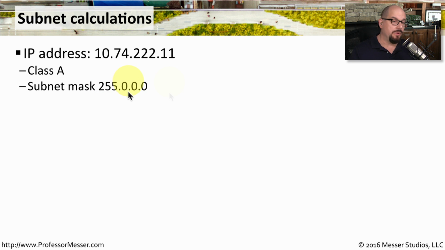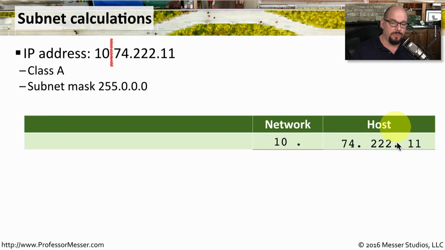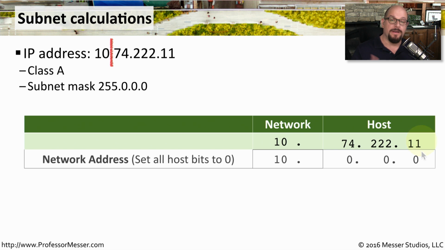255.0.0.0. Now that we know the subnet mask, we're able to draw that line that will separate out the network part of the IP address versus the host part of the IP address, and let's put those into a particular chart. We know our network value is everything to the left of the line, so that would be 10, and then our host values would be everything to the right of the line, which would be 74.222.11. To find the network address, then we set all of the host bits to 0. So instead of 74.222.11, we have 0.0.0, which means the network address is 10.0.0.0 for this particular IP subnet.